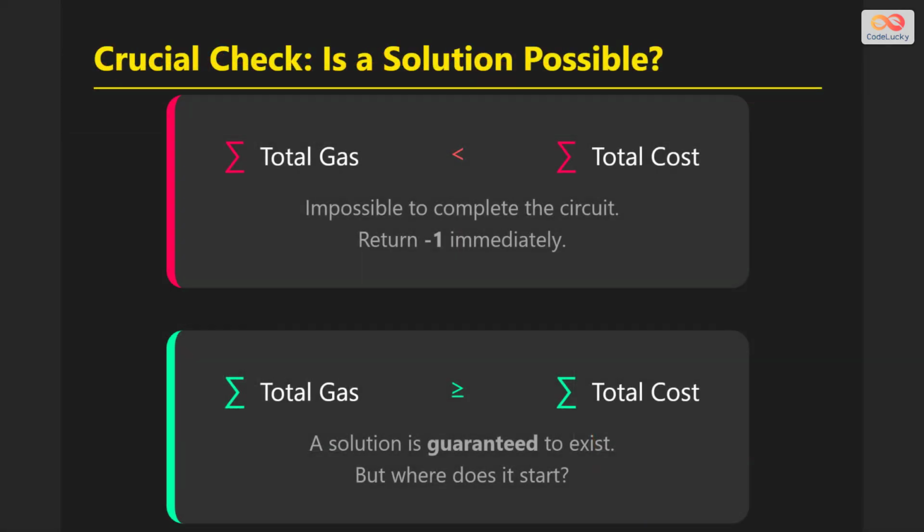Before we dive into the algorithm, there is a simple check we can perform. If the total amount of gas available in all stations combined is less than the total cost to travel the entire circle, it is mathematically impossible to complete the route. In this case, we can return negative 1 immediately. If total gas is greater than or equal to total cost, a solution is guaranteed to exist.